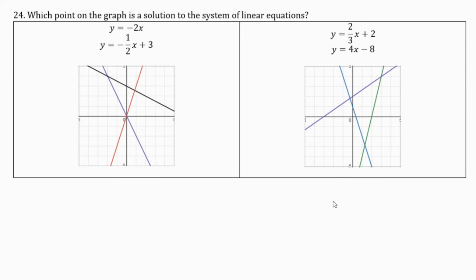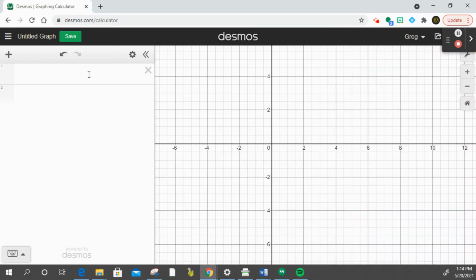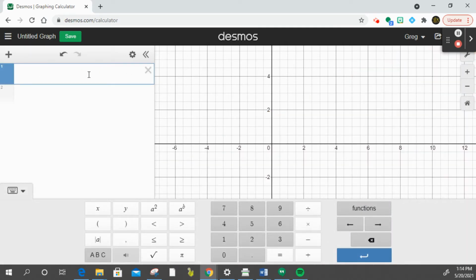Okay. Let's go ahead and check out number 24. Which point on the graph is the solution to the system of linear equations? So in these two examples, there are 3 lines on each example. One of the lines does not belong there. So how do we figure out which line belongs? Well, we're just going to use Desmos once again. Let's go ahead and pull up Desmos and clear out our previous example and put in this.